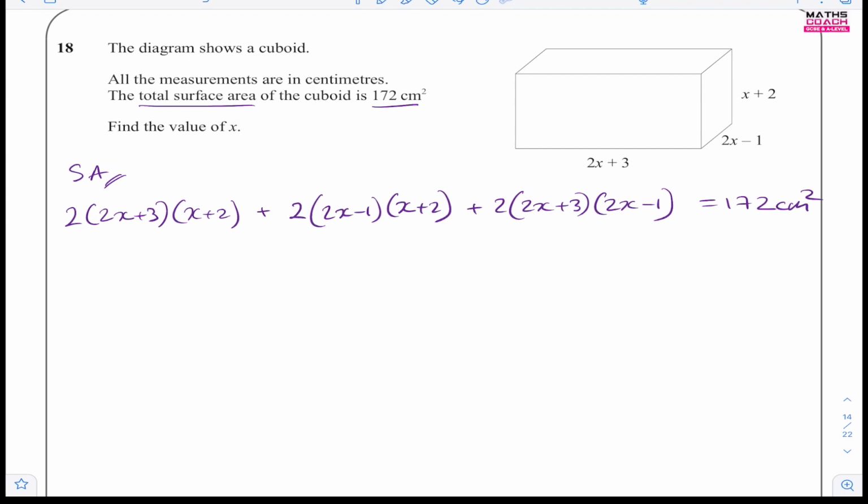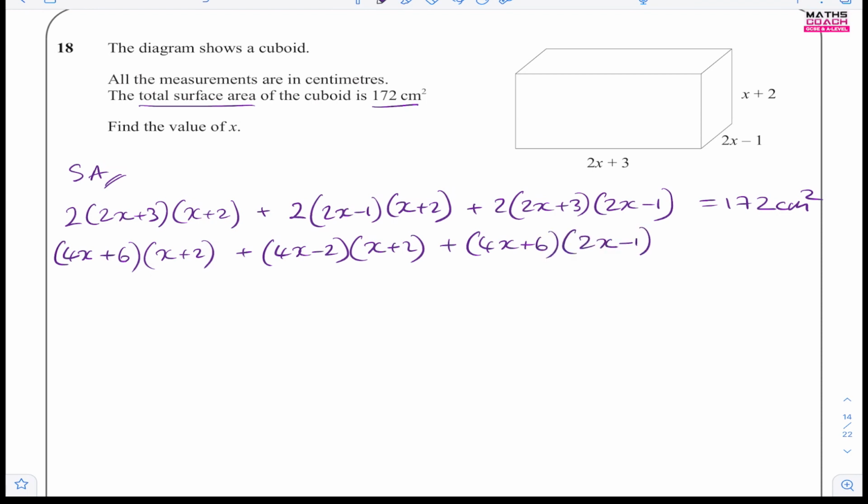Now all we have to do is go ahead and expand all of these. So first of all, I'm going to expand all of these brackets together. It's up to you. You can choose to expand those first and then multiply by 2. Totally up to you. But I'm going to choose to do the former. So in the first one we have 4x plus 6, and then I'm just going to repeat the second bracket. Next I'm going to have 4x minus 2, and then repeat this bracket. Finally I'm going to have 4x plus 6, repeat that bracket. That's equal to 172.